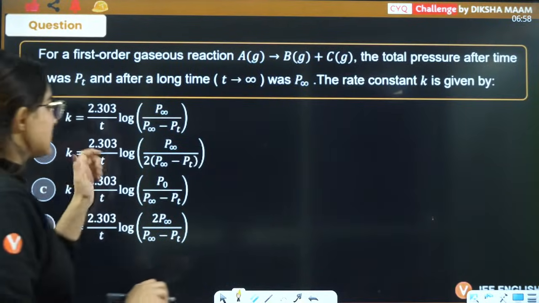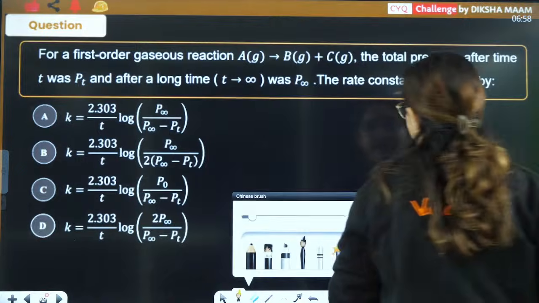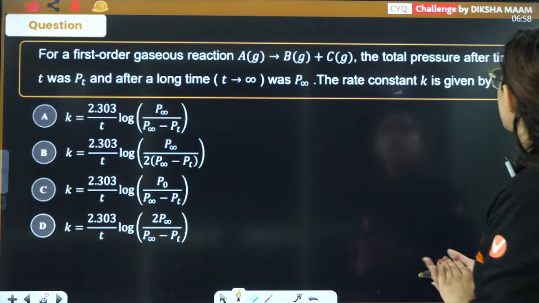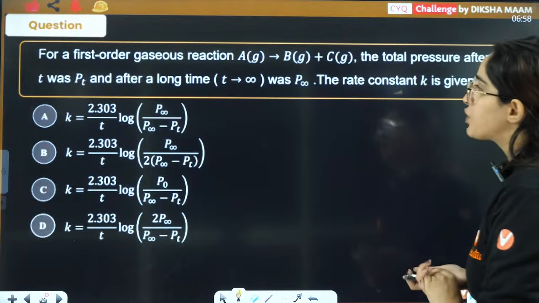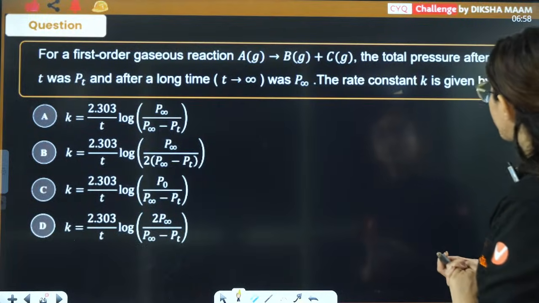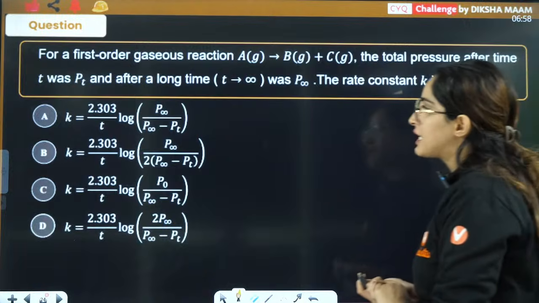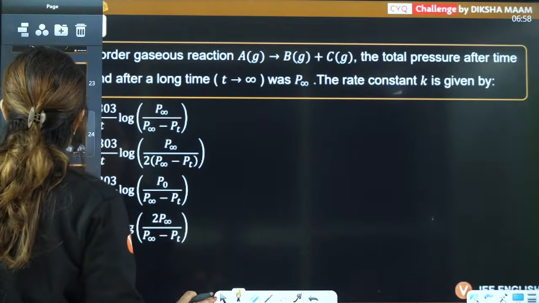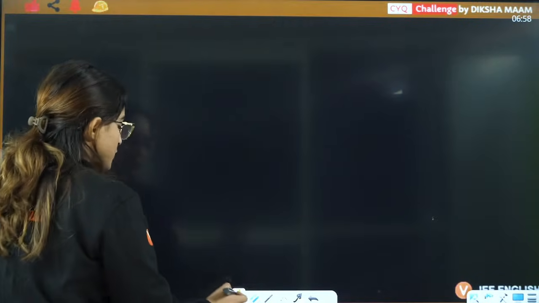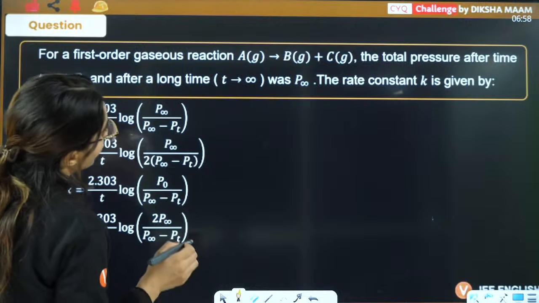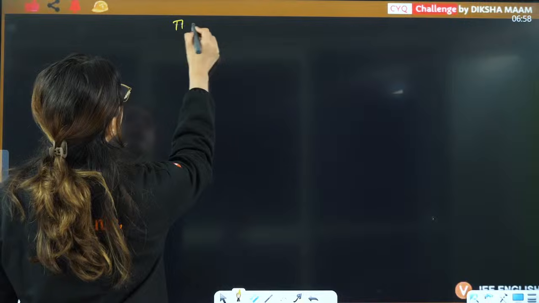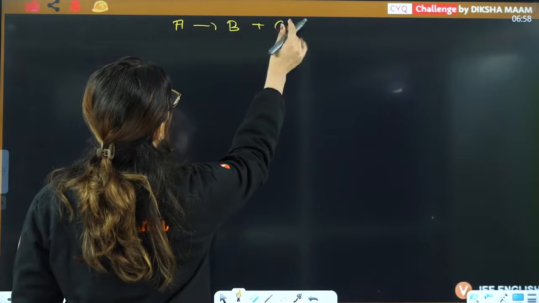Understood? Now this question here: for a first order gaseous reaction, the total pressure after time t was Pt and after a long time it was P infinity. The rate constant is given by what? Let's understand this question, everybody. So what is given to you? They have given you gas A, B and C. A gives rise to B plus C.